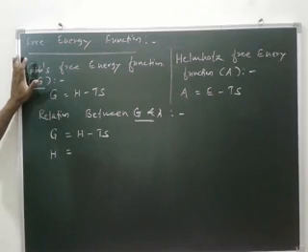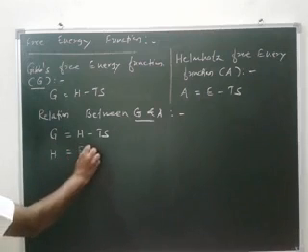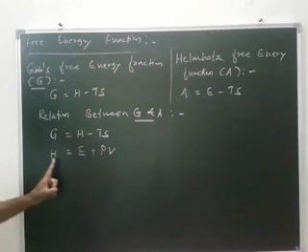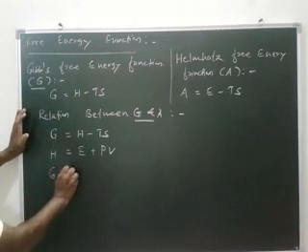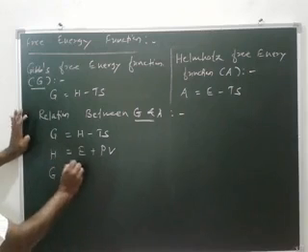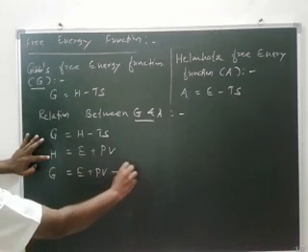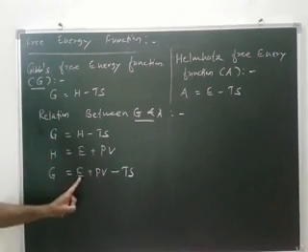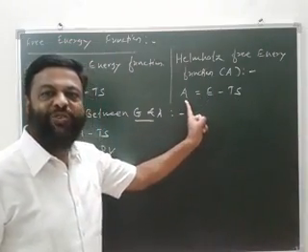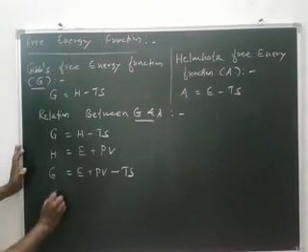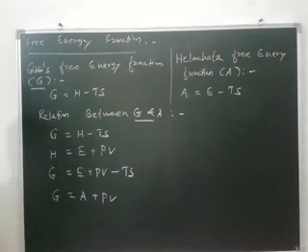Now we see here, H means enthalpy, and all of you studied the equation H is equal to E plus PV. Now we can substitute the value of H in this equation. So this equation becomes G is equal to E plus PV minus Ts. And what do you mean by E minus Ts? E minus Ts is equal to A. So this equation becomes G is equal to A plus PV.